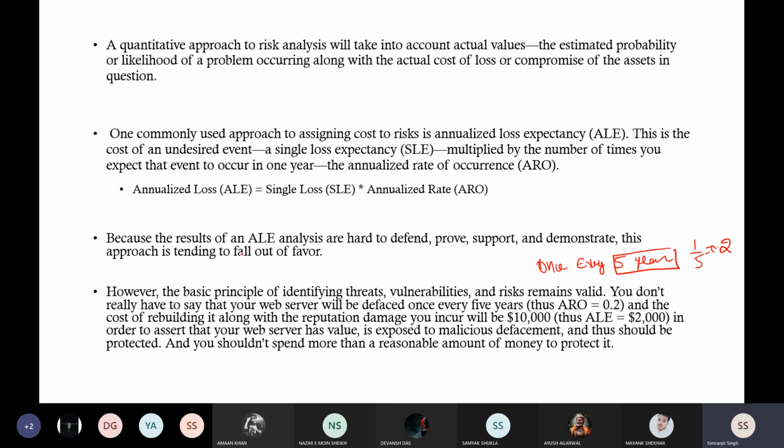Again, we are calculating the cost here, that will be your loss. Along with the reputation damage that occurs, it will be 10,000. It means every year you have to pay 2,000 rupees, for 5 years, that will be 10,000. The analyzed rate cannot be said to be only for 1 year. It can be calculated for 5 years, it can be calculated for 10 years also.